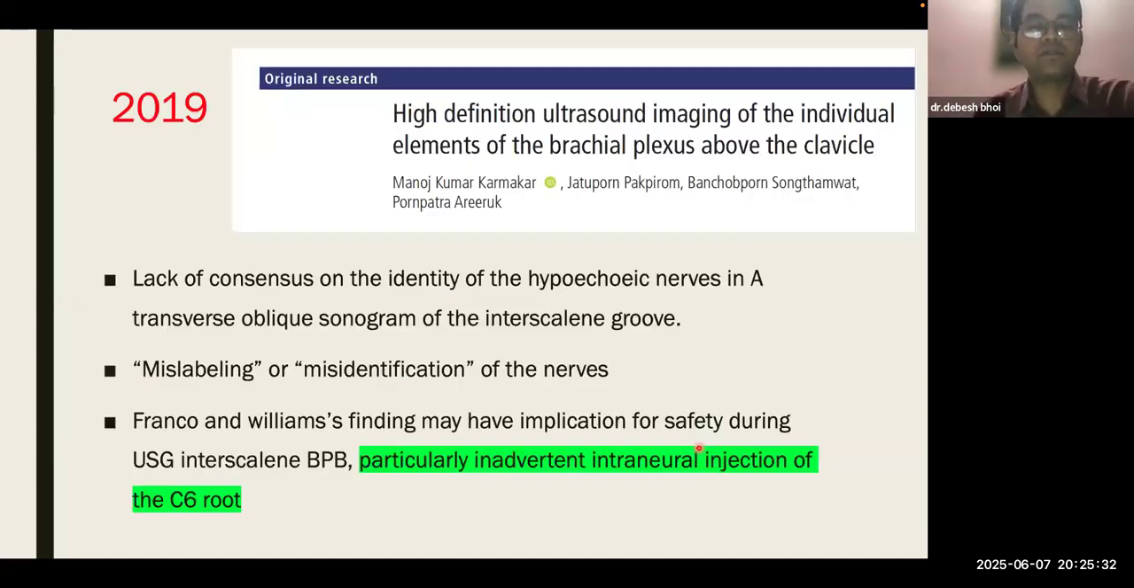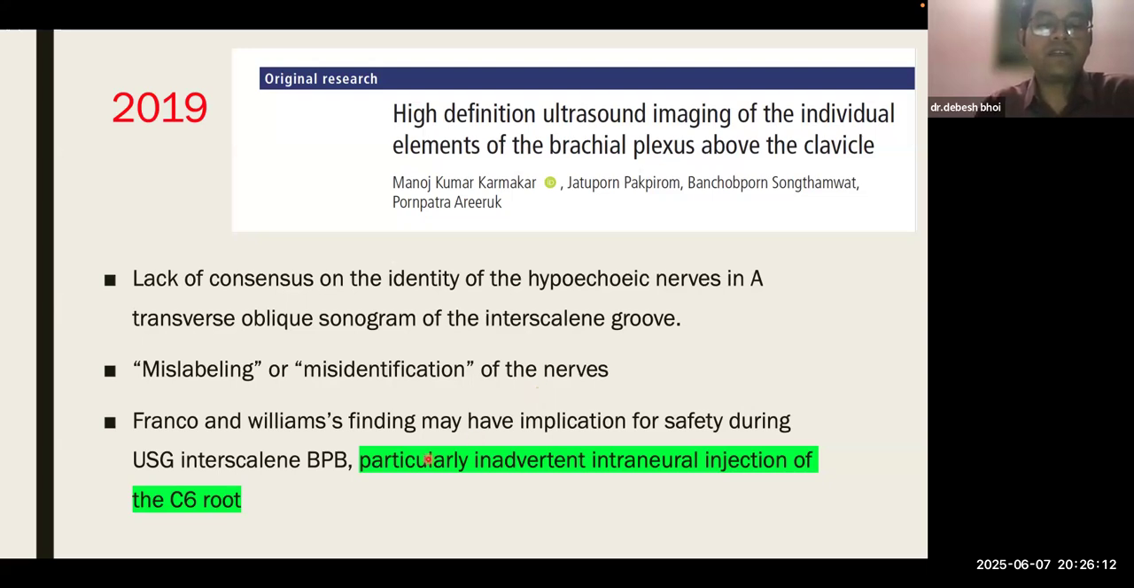Again, in 2009, Manoj Karmakar's team came up with high definition ultrasound imaging of the individual elements of the brachial plexus over the clavicle, because there is so much variation and so many anomalies possible in this area. There is a lack of consensus on the identity of the hypoechoic nerves in the oblique view. It might be an interscalene C5, C6 or C7, or it might be a C5 or a bifid C6. This might lead to mislabeling or misidentification of the nerve.